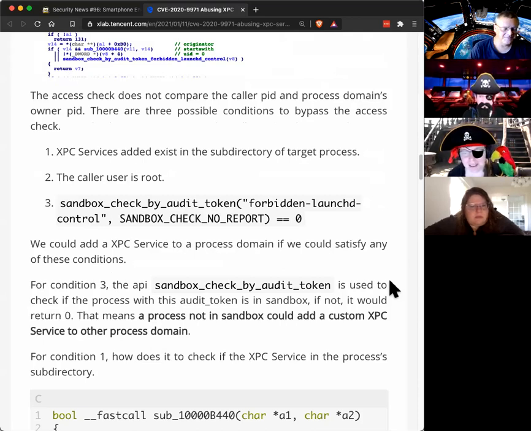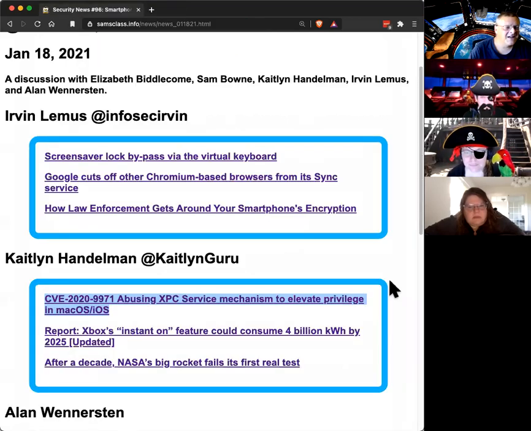There's apparently already an Apple patch. Yeah. So it's a fixed vulnerability. They just made sure the only owner of a process domain could modify it. Yeah. I know that's a good thing.